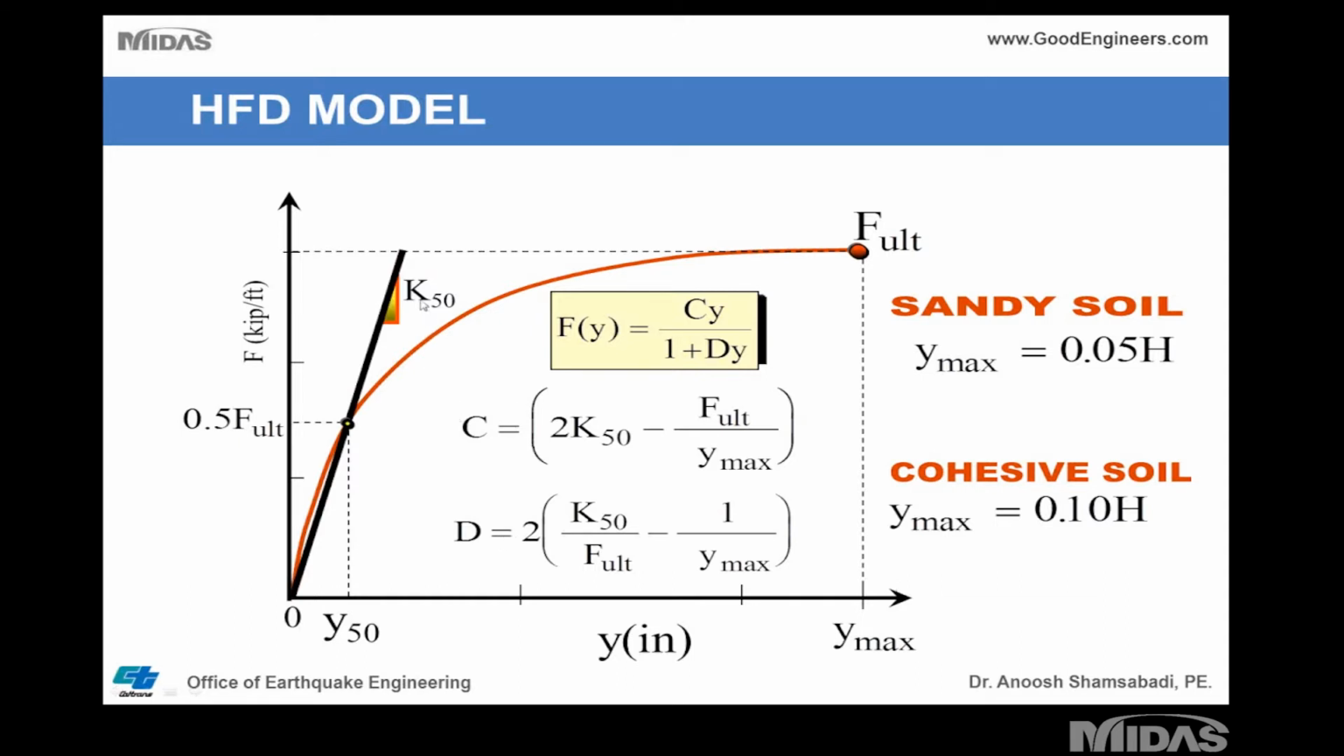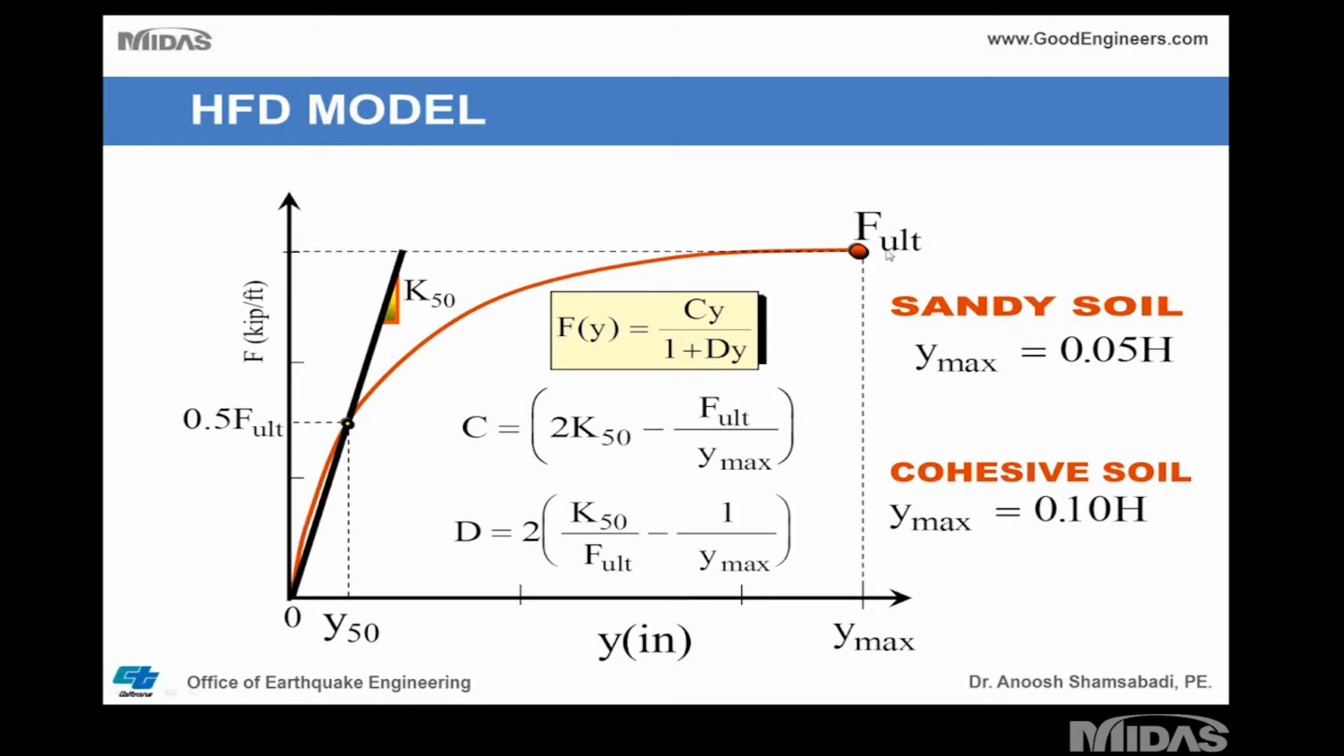You use an average stiffness from the soil and ultimate capacity of the soil to calculate constant C and D. If it's a cohesionless soil, which is a sandy soil, the maximum Y is 0.05 H. H is the depth of the bridge or the height of the back wall. So very simple calculation. And if it's a cohesive soil, like clay type of material, Y max is 0.1 times H, which basically means it takes a lot more displacement to mobilize to get to the F ultimate.